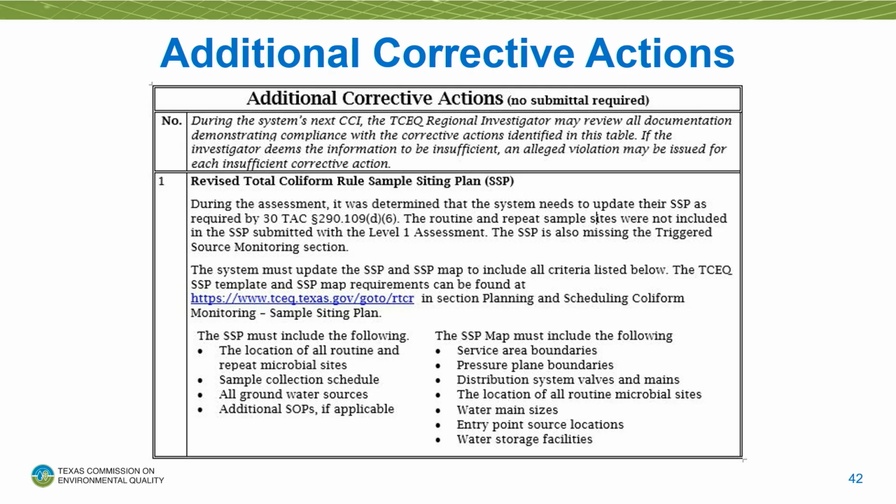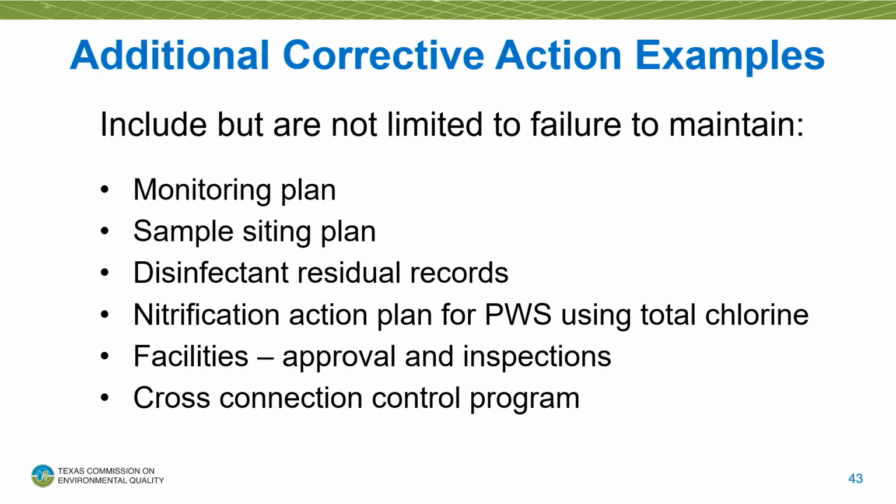All right, the second section of the CARP is the additional corrective actions. This is what that section looks like. These are rule-based, and the associated rule will be cited in the findings section. And these items will be followed up with by the region during your next compliance investigation. There's no document submittal required. Here are some examples of additional corrective actions that you might see.